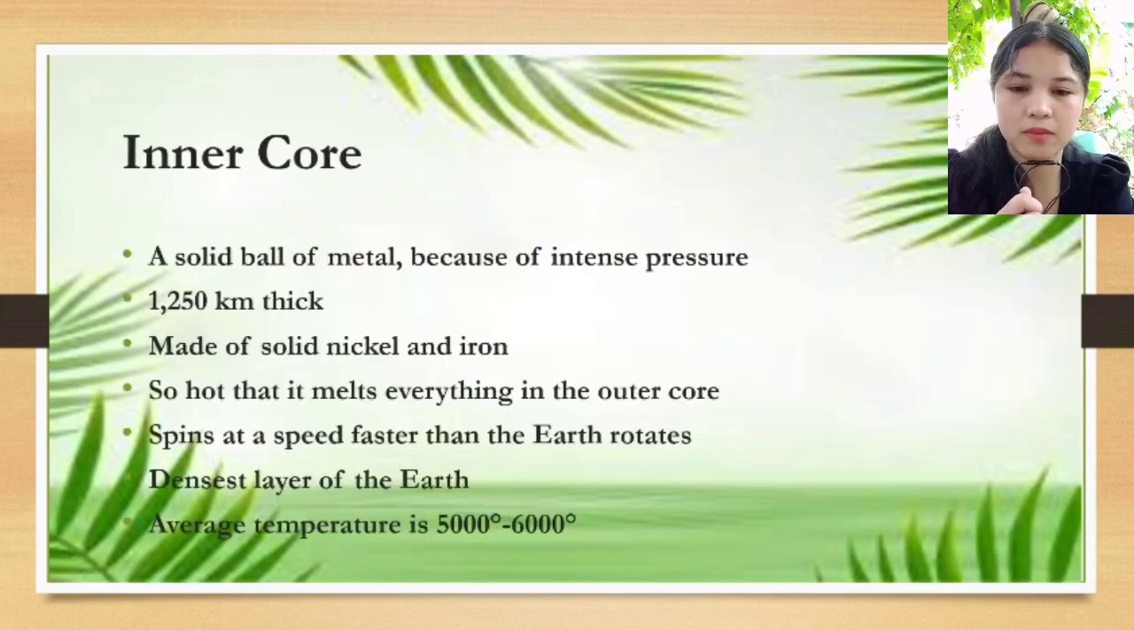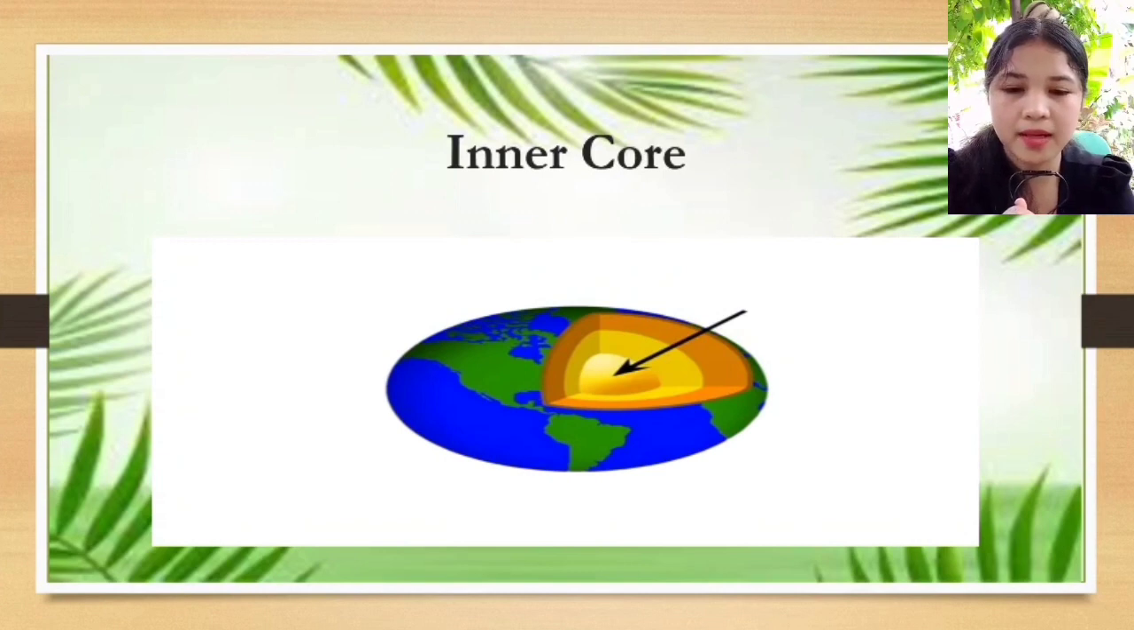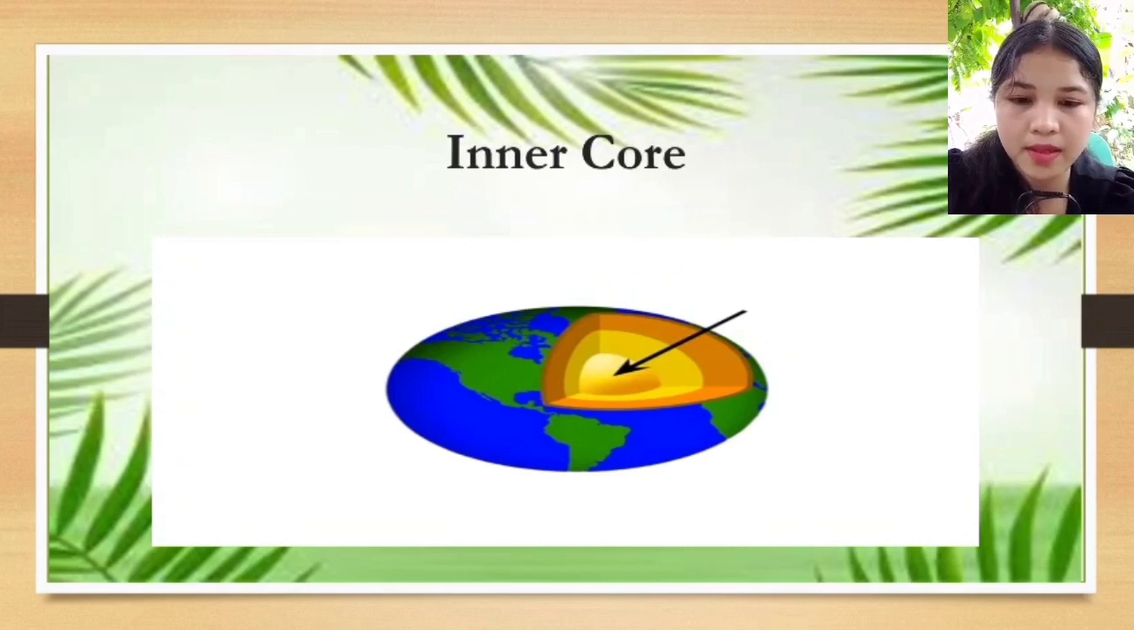Inner core is a solid ball of metal. Because of intense pressure, it is 1,250 kilometers thick and it is made of solid nickel and iron. It is so hot that it melts everything in the outer core, and it spins at a speed faster than the Earth rotates. It is the densest layer of the Earth, and the average temperature is 5,000 to 6,000 degrees. So I have the example of the inner core, which is the last layer of the Earth.